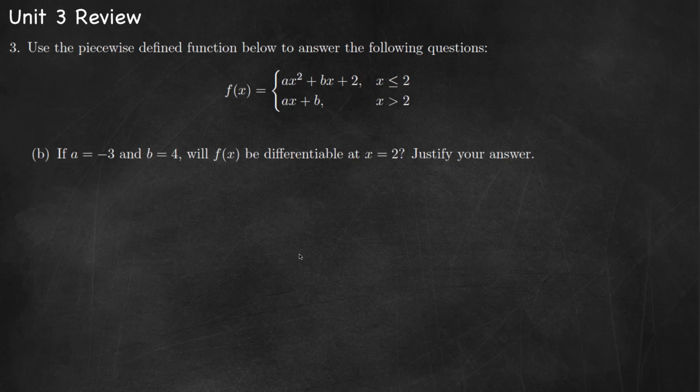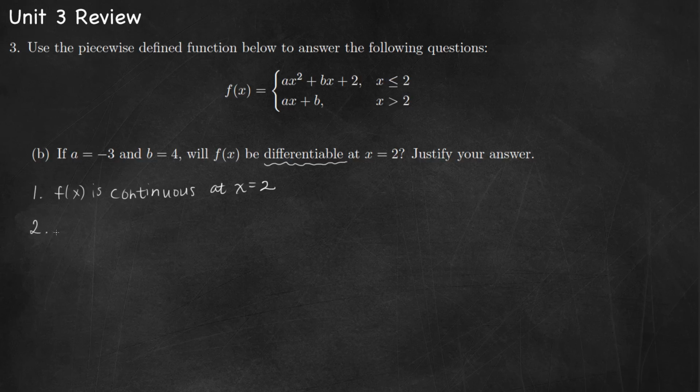Part B, if a is negative 3 and b is 4, will f of x be differentiable at x equals 2? So in the last question, we were asked if f of x was continuous at x equals 2. This is different. Now we're asked if f is differentiable. So the two things we need to check here, first of all, we need to know that f of x is continuous at x equals 2. And we know that it is because that's the work that we did in part A.